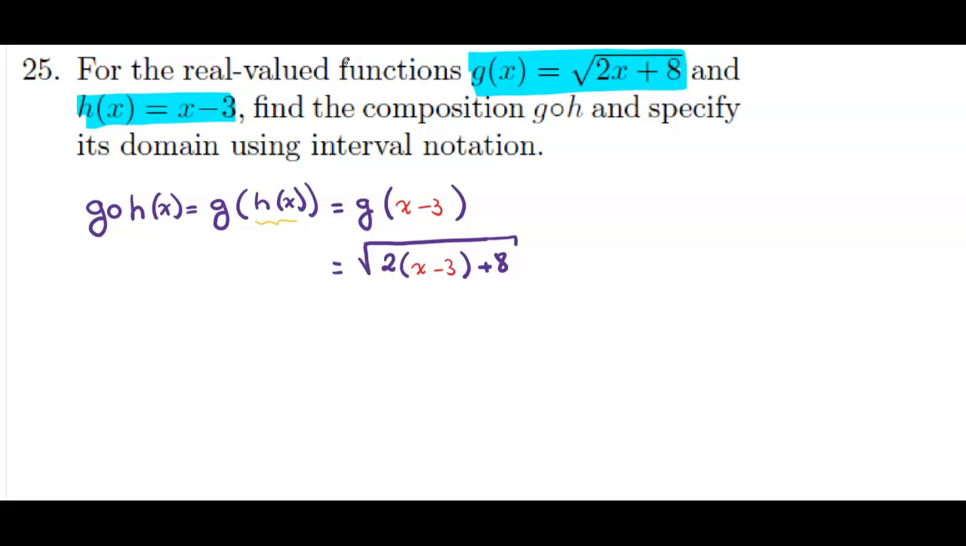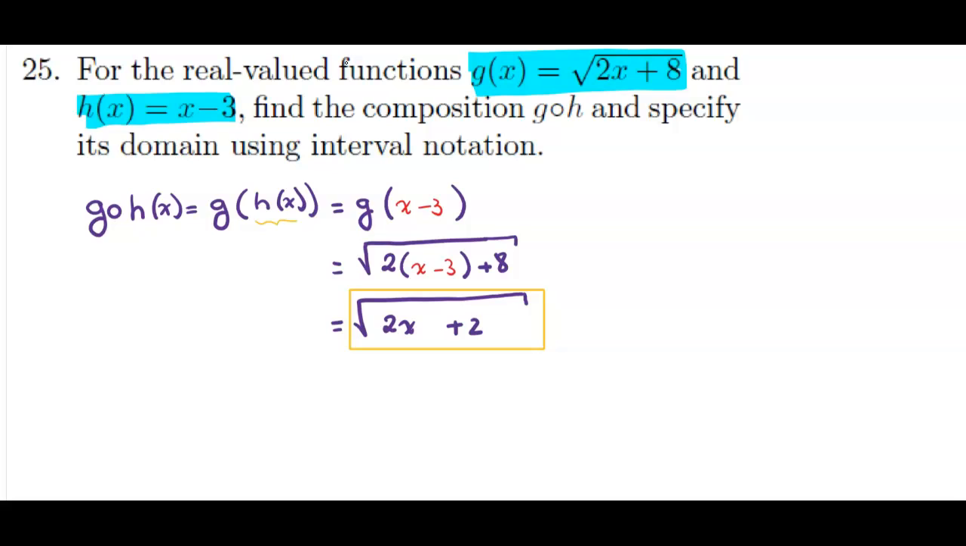And then it's just a question of distribution to make it look nicer. So this is square root of 2 times x, that's 2x, 2 times minus 3 is minus 6, plus 8 is going to be plus 2. So this is my composition of functions. All right, so this is the first part. By the way, they ask you for the expression, and this is it.